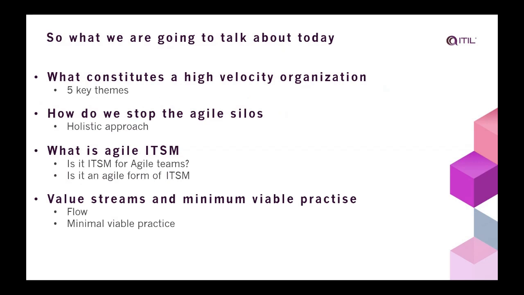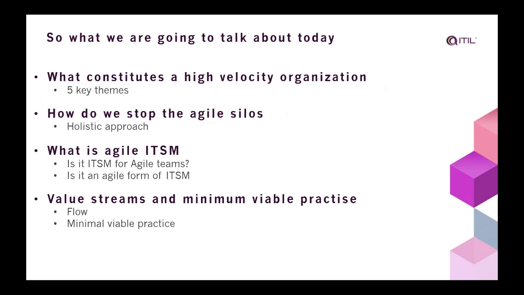So what are we going to talk about today? We've got these four subjects. What constitutes a high velocity organization? The five key themes. How do we stop the agile silos? And we talk about the holistic approach, and I'll explain what I mean by agile silos as we go through.